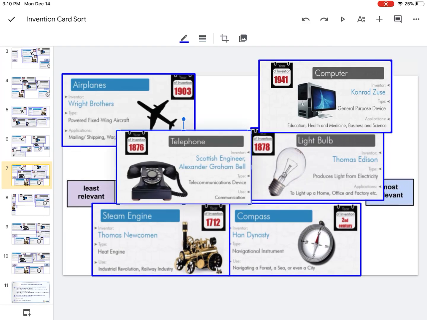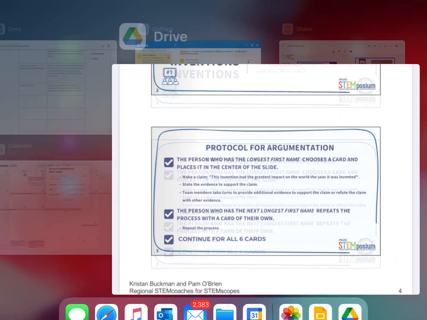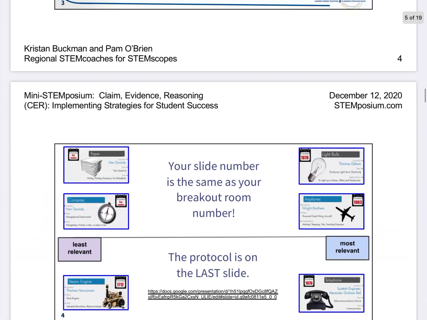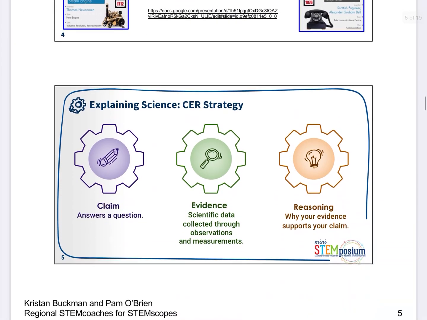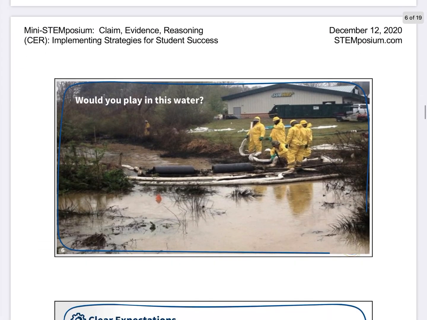And then these are just all images you can move around like you can in Google Slides. So we were asked to sort them. Again, it was just about making a claim and defending it with evidence. And it was kind of an interesting way to do that around inventions. All right. So that one I said. Okay. Then we worked through a CER using this image.